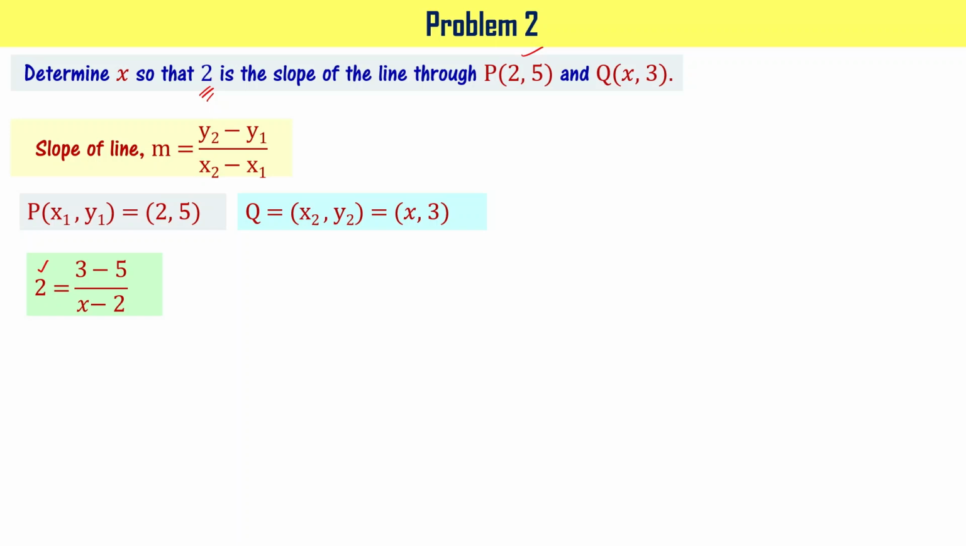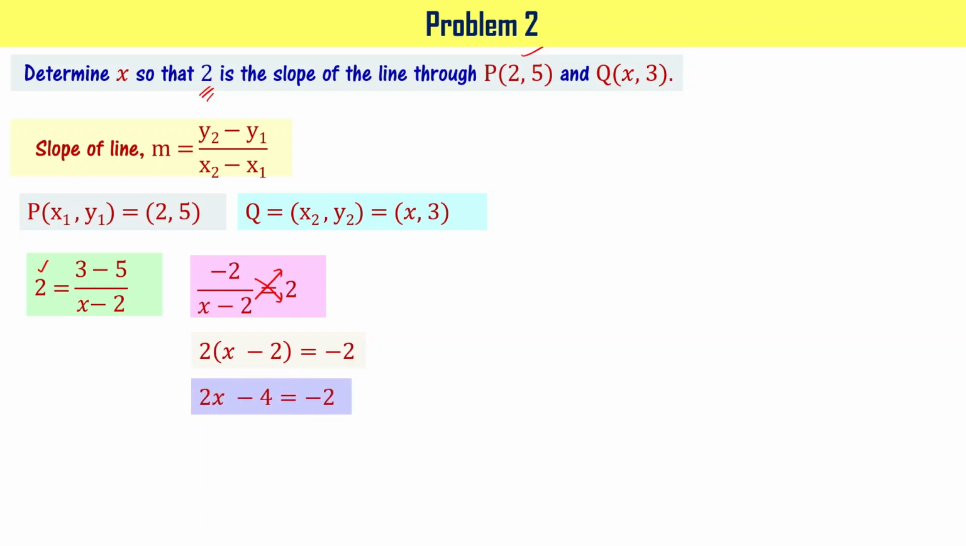Let me rearrange this equation. When you simplify it, you get 3 minus 5 is minus 2 in the numerator, and I'm keeping the denominator as is, and the rest of the equation is kept as is. Now I am going to rearrange such that I can write it as 2 times (x minus 2), I'm doing sort of cross multiplication, equal to minus 2, right? 2 times (x minus 2) equal to minus 2. When you simplify it further, you get 2x minus 4 equal to minus 2. Let me rearrange this so that I can get x equal to 1 as the answer.